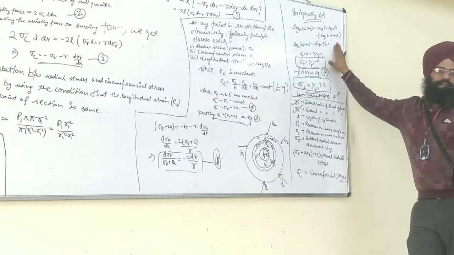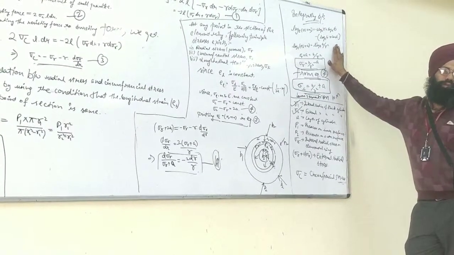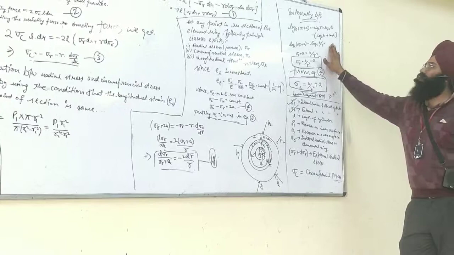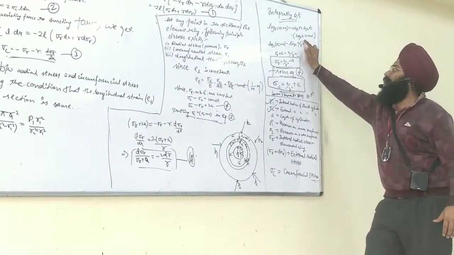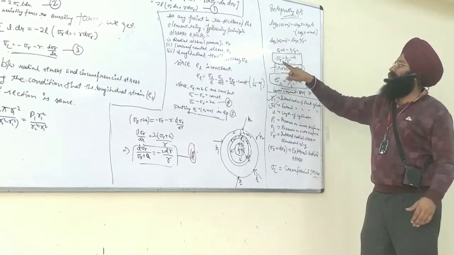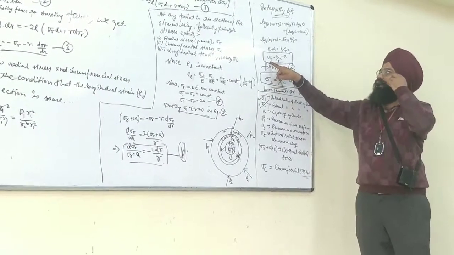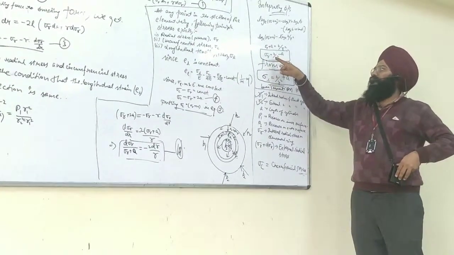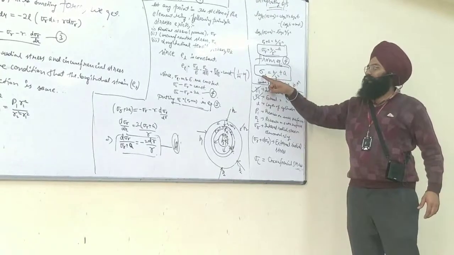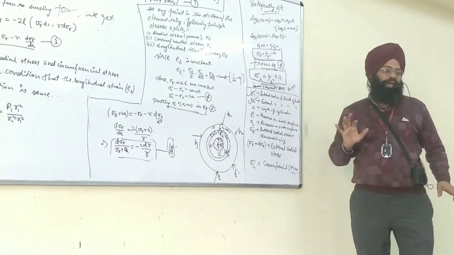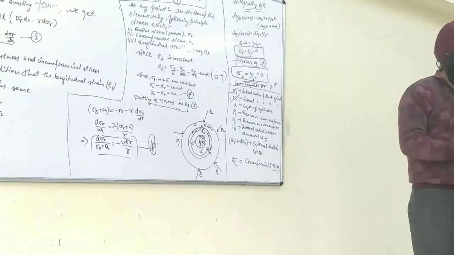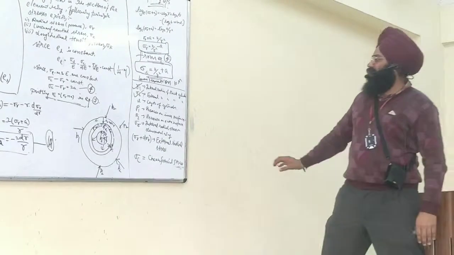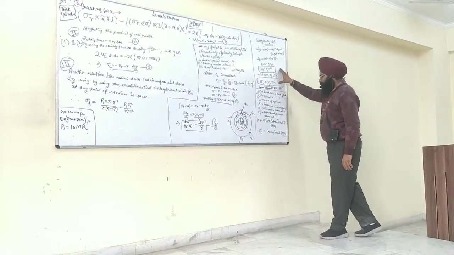When you do integration, there will be the introduction of a constant. So we have taken constant B. Cancelling log on both sides, we get the relationship: stress R is equal to B by R square minus A. Stress C is B by R square plus A. So this was all about Lame's equation. Simply you have to derive this relationship.